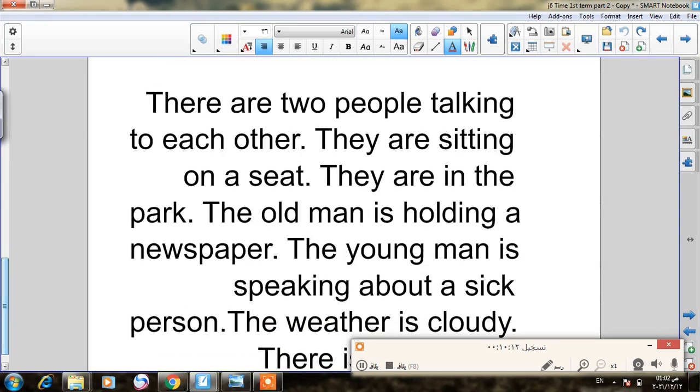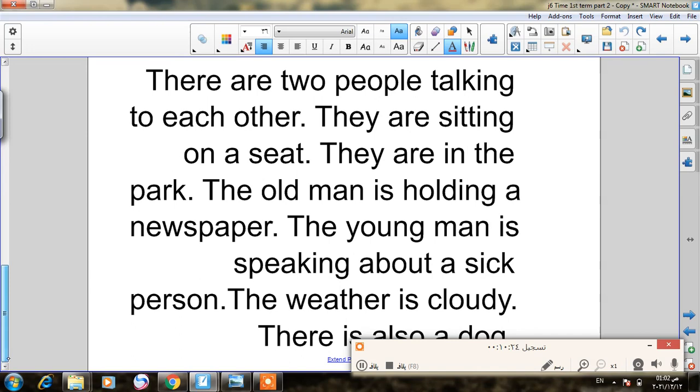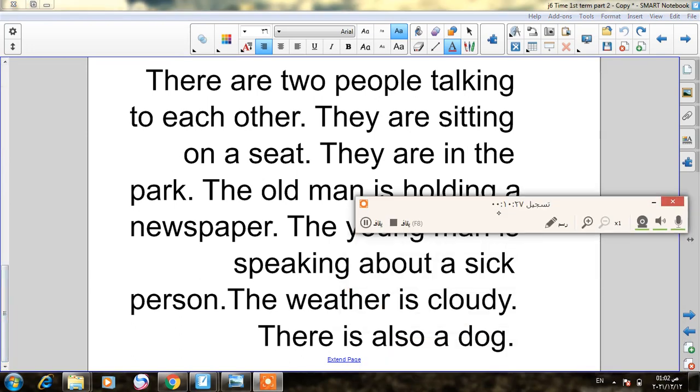Okay. We can say that there are two people talking to each other. They are sitting on a seat. They are in the park. The old man is holding a newspaper. The young man is speaking about a sick person. Okay, the weather is cloudy and there is also a dog. Okay, so these are the sentences that we're gonna write for this paragraph.